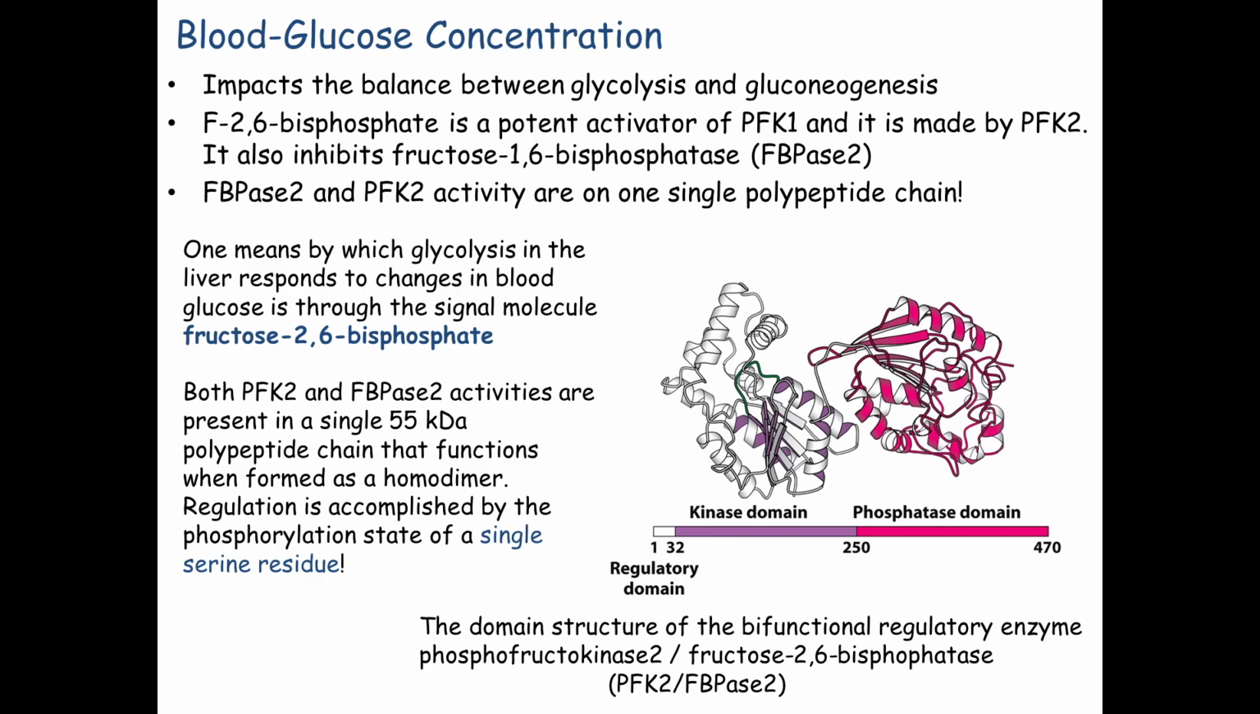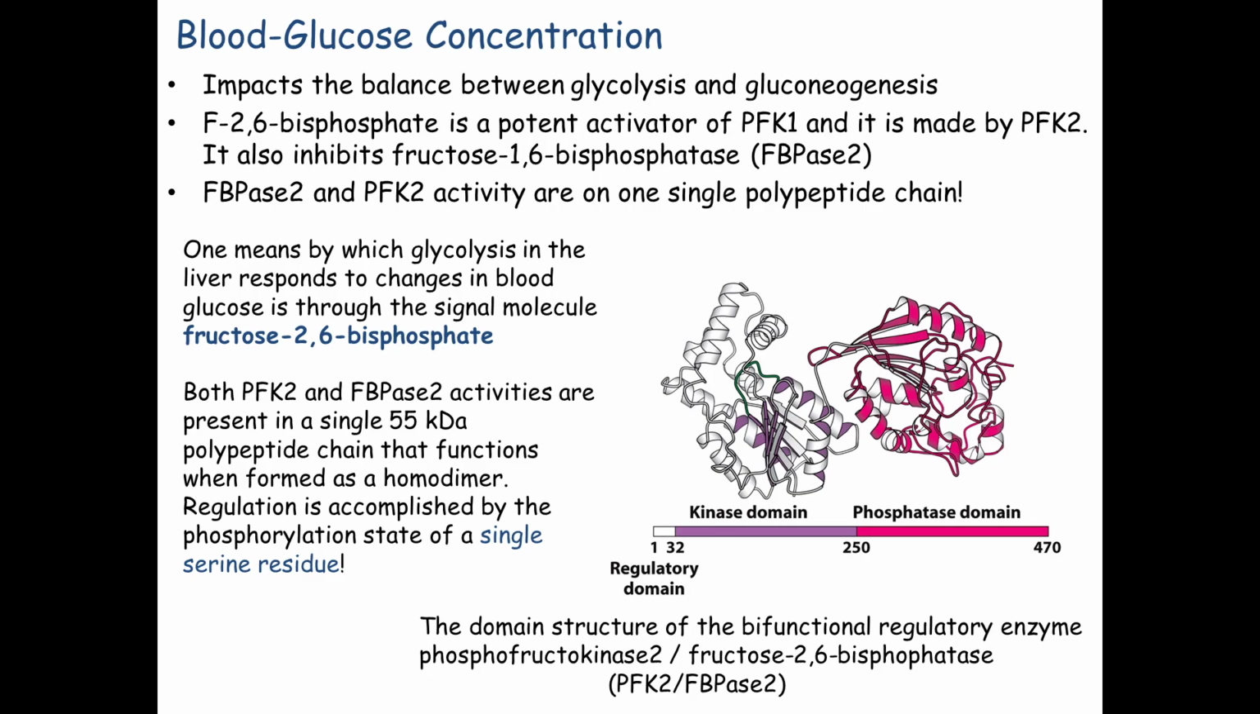fructose 2,6-bisphosphatase. That makes sense. And in fact, it's the same enzyme. They're both parts of the same chain. So this enzyme has a two-phase functionality. One part of it is the kinase domain, shown in purple here, and one part, in the more pink color, is the phosphatase domain. It cuts off the very same phosphate that the kinase domain puts on.